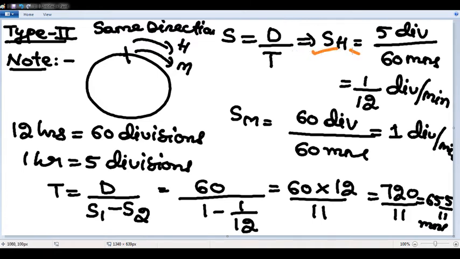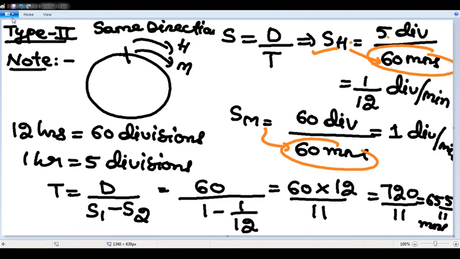Speed of hour hand: 1 hour, 60 minutes, in 1 hour there are 5 divisions, which is 1 by 12 division per minute. Minutes hand: if I take 60 minutes, the same time, I want the same point of reference, in every 1 minute it will go 1 division. 60 divisions by 60 minutes is nothing but 1 division per minute. If both are traveling in the same direction, relative speed is subtraction. Why, we will see in the next slide.